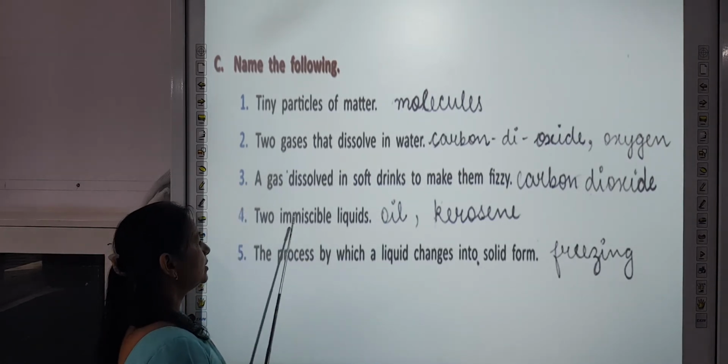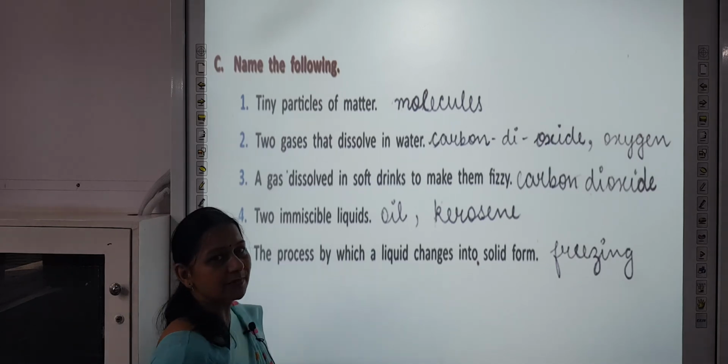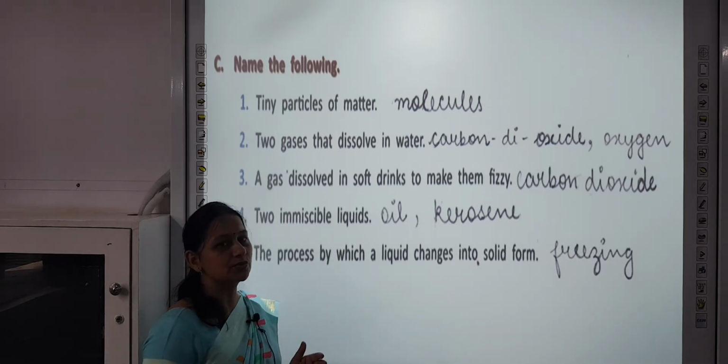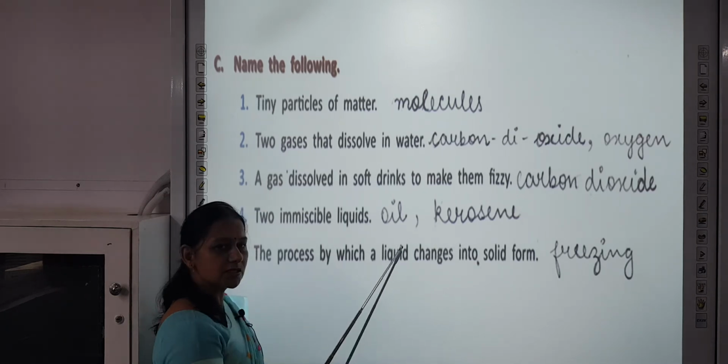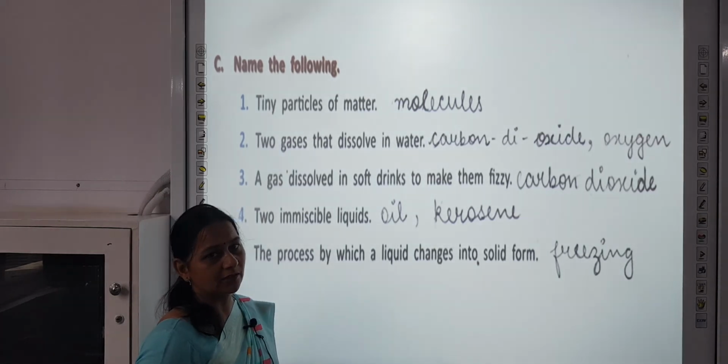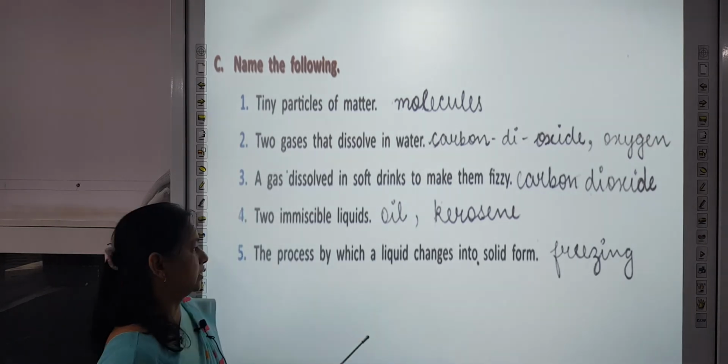Fourth one, two immiscible liquids. Immiscible liquids means liquids which do not mix with water. So, oil and kerosene, these two liquids are immiscible liquids because they do not mix with water.